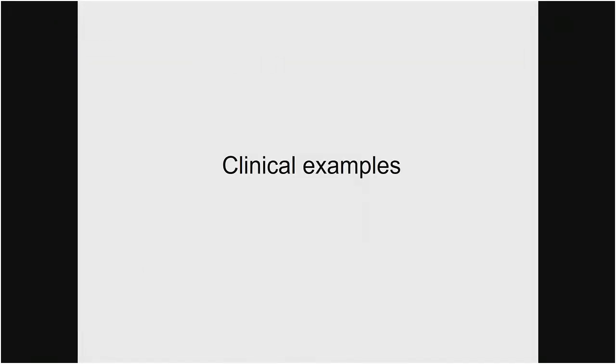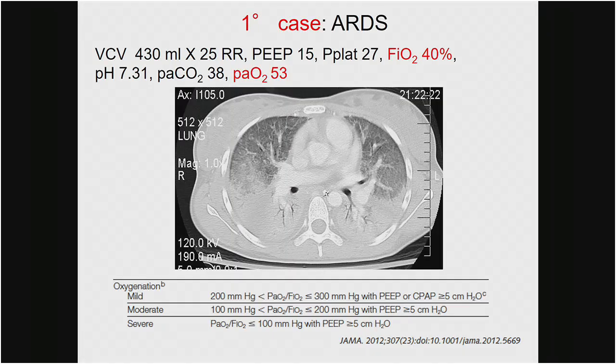Next slide. So we'll go through some clinical examples. The first one here is a patient with ARDS, ventilated in volume control, 430 ml for 25 breaths per minute with a positive end expiratory pressure, so PEEP, of 15, and this generates a plateau pressure of 27. The patient is ventilated with an FiO2 of 40%, and the resulting PO2 is 53. So by definition, this patient has maybe a normal CO2, 38, but he's hypoxemic.